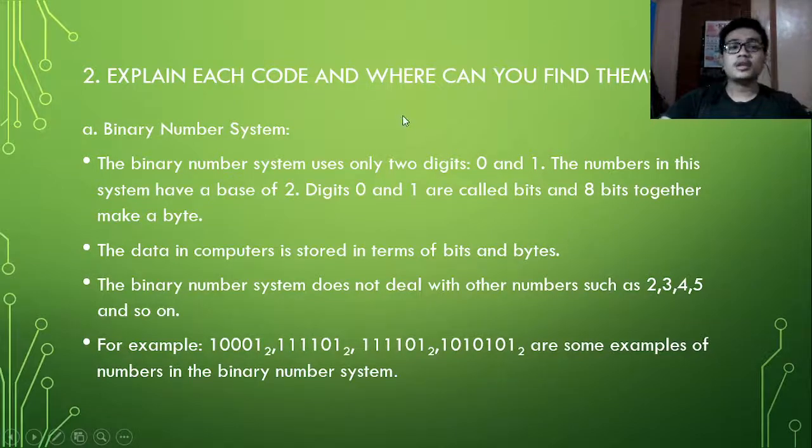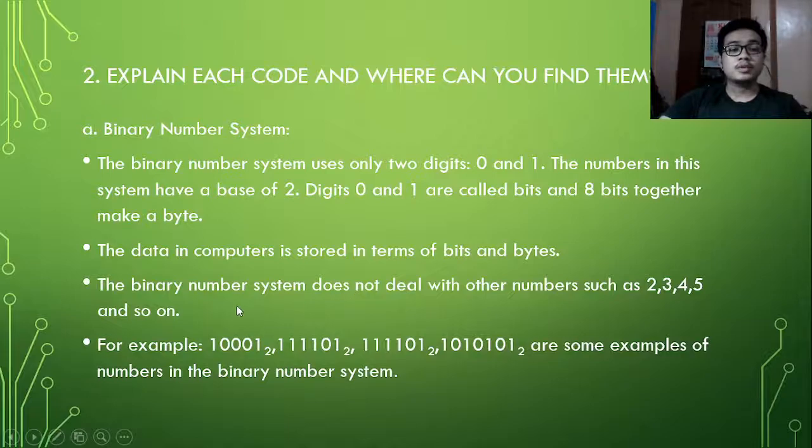So second question, explain each code and where can you find them? First, for our binary number system, I'll explain that this binary number system uses only 2 digits, as I mentioned before, which are 0 and 1. The numbers in this system have a base of 2. Digits 0 and 1 are called bits, and 8 bits together make a byte. The data in computers is stored in terms of bits and bytes. The binary number system does not deal with other numbers such as 2, 3, 4, 5, and many more.